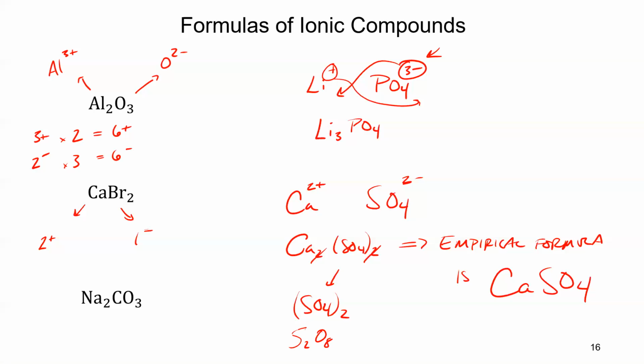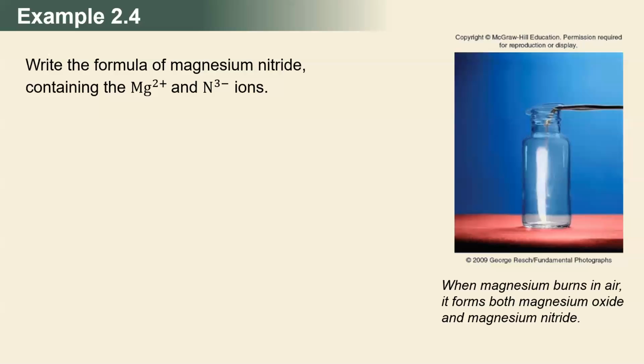Okay. All right. So how about if we were doing magnesium and nitrogen? Magnesium is a 2+, nitrogen is a 3-. What's my formula going to be? Mg3N2. Absolutely. Mg3N2. Again, that charge switch method works well.